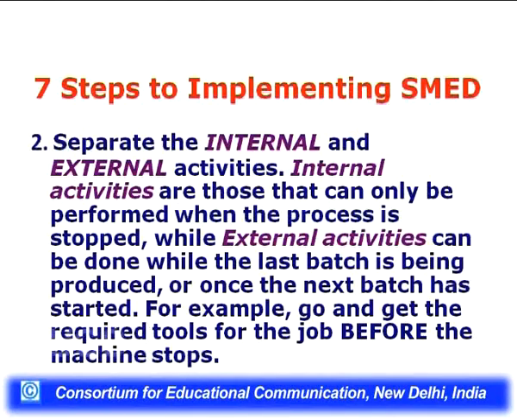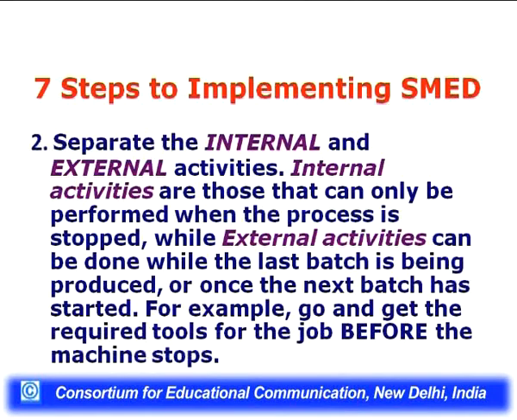Second step, separate the internal and external activities. Internal activities are those that can only be performed when the process is stopped, while external activities can be done while the last batch is being produced or once the next batch has started. For example, go and get the required tool for the job before the machine stops.